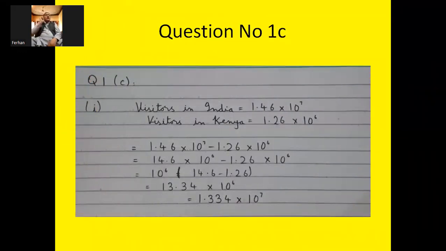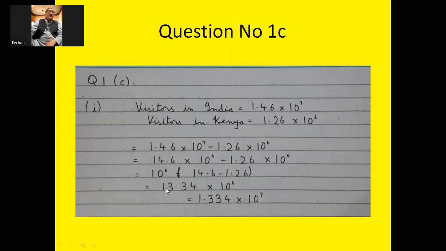So here you go, 1.46 x 10^7 minus 1.26 x 10^6. Our methodology normally is that I will take a 10 from here and give it to this number. It will become 14.6 x 10^6 minus 1.26 x 10^6. When adding and subtracting, this is the technique we use. I make the power the same on both terms, then I take it common. From here, I have 14.6 minus 1.26, and I get 13.34 x 10^6.